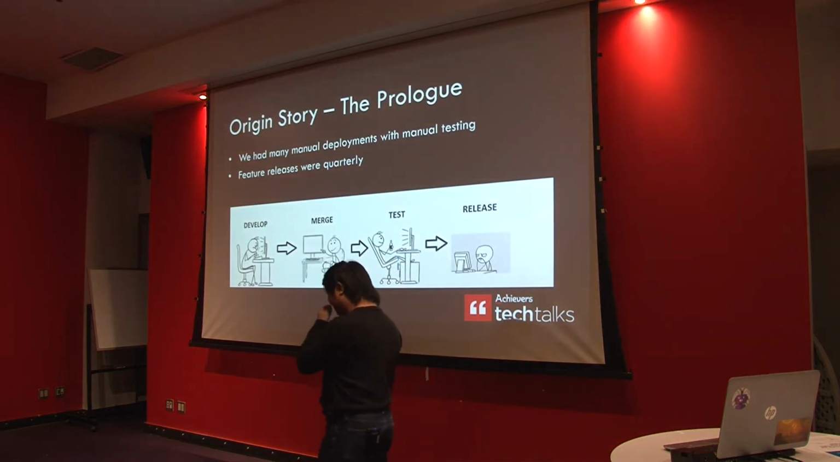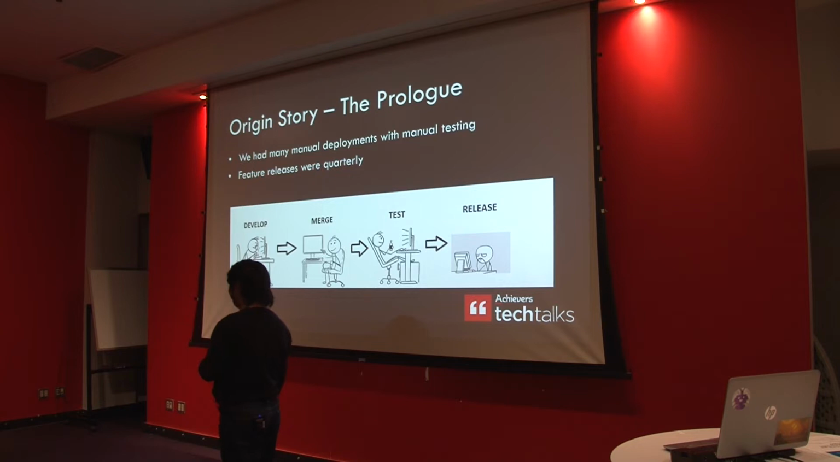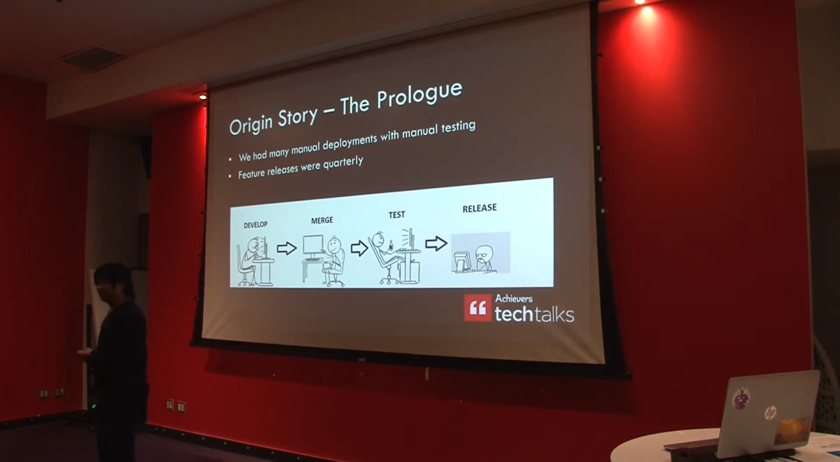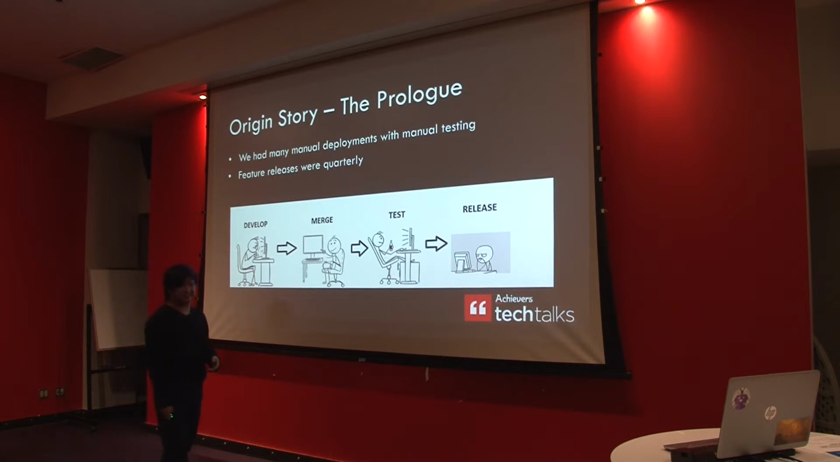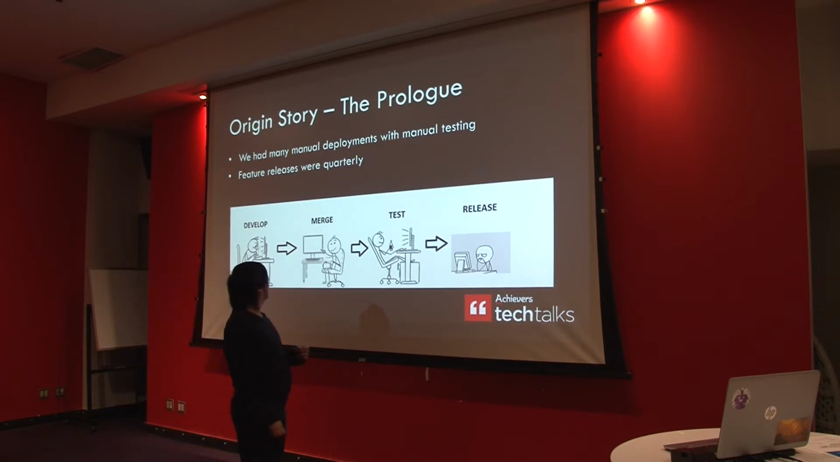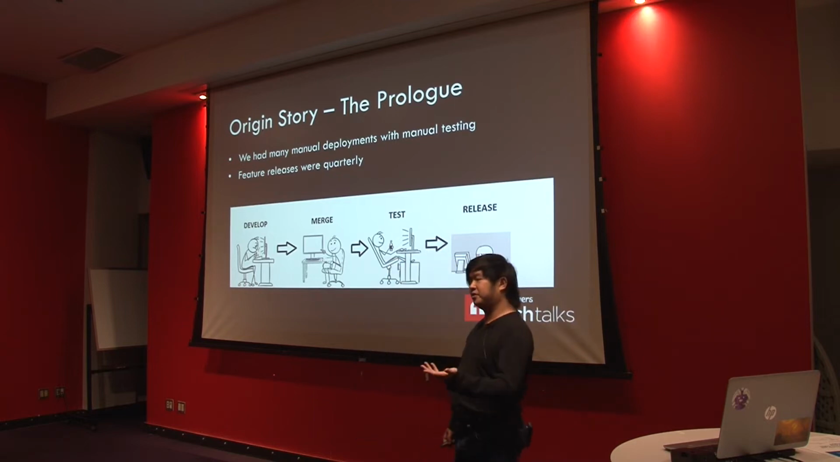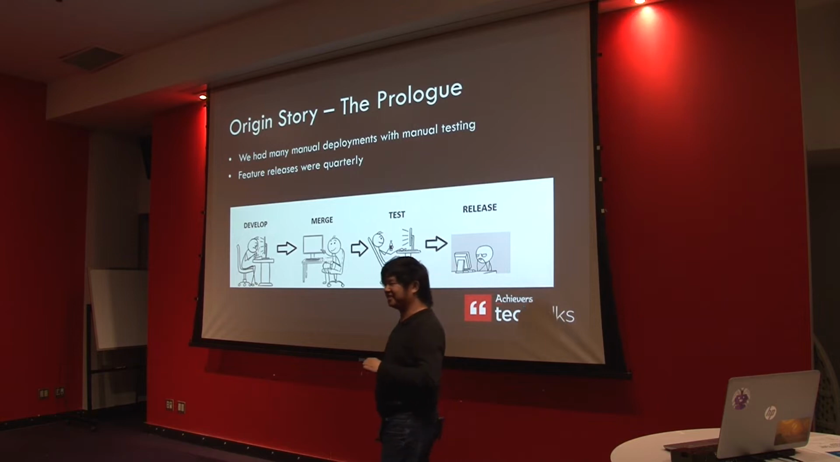So where did we begin? Here at Achievers, we had an extremely manual deployment process. Somebody would sit in front of a computer, log into a build box, and execute some script to push things to production. And similarly, everything was manual. We had a developer who would manually write the code. If you know how to make automated developers, please talk to me after this.